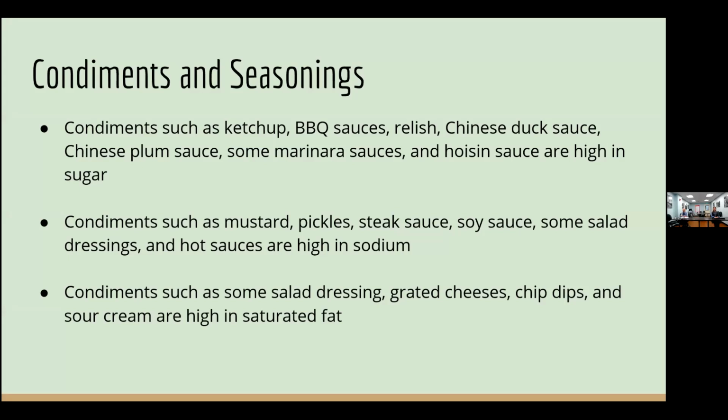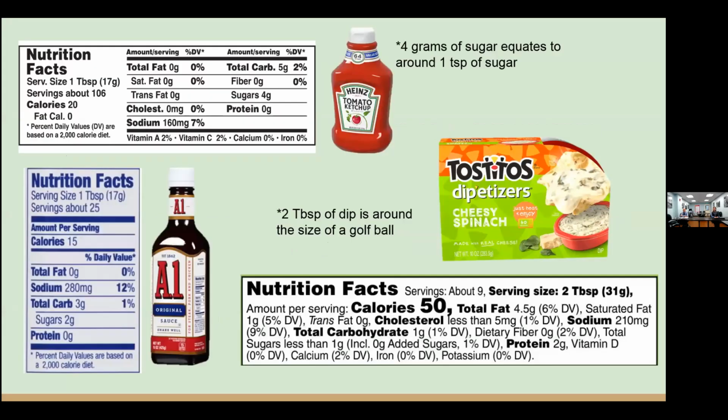Now, next slide. There's some nice examples here. If you look, the Tostitos dipsters, 2 tablespoons, about the size of a golf ball, contains a full gram of saturated fat. Your ketchup right there, that is 1 teaspoon. A teaspoon is not a lot. On my burger, I'll probably put, I don't know, 3 or 4 teaspoons, but it has 4 grams of sugar per teaspoon.